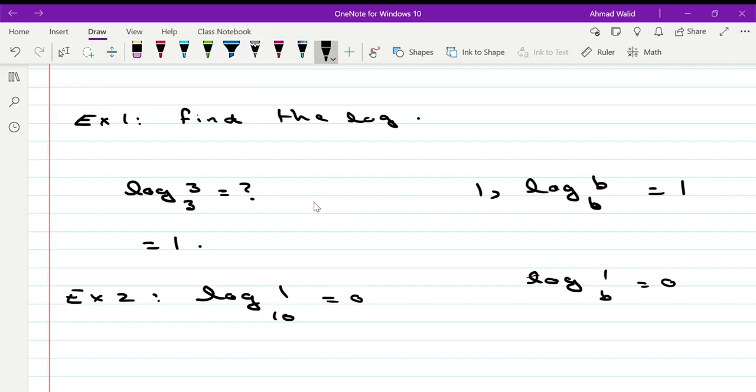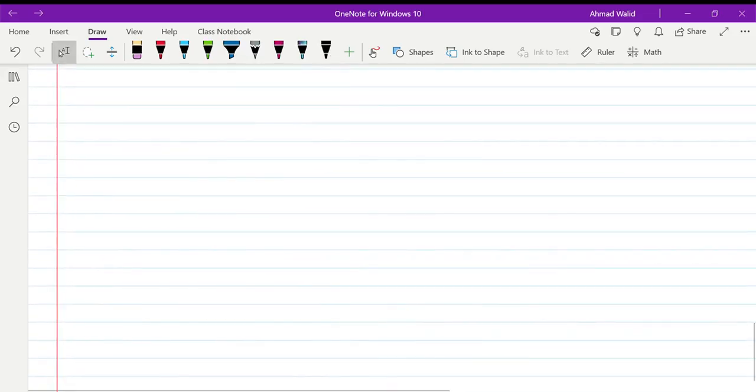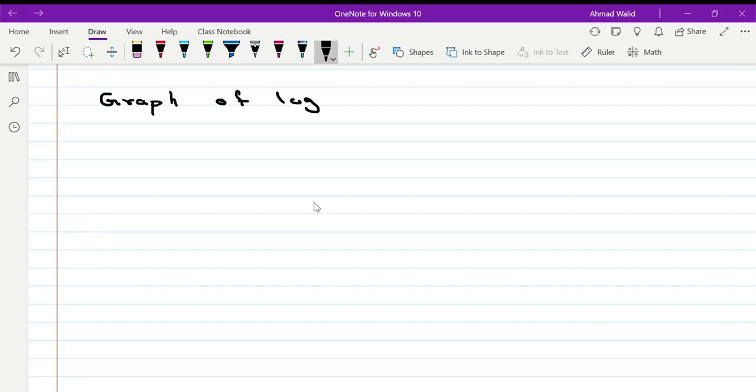Now, graphing logarithmic functions, correct? I like to teach this one at the end of the chapter that we are studying logarithms, but in your book they brought it actually in section 4.2. Anyway, it's not difficult. Let's talk about this topic right now. Graph of logarithmic functions.